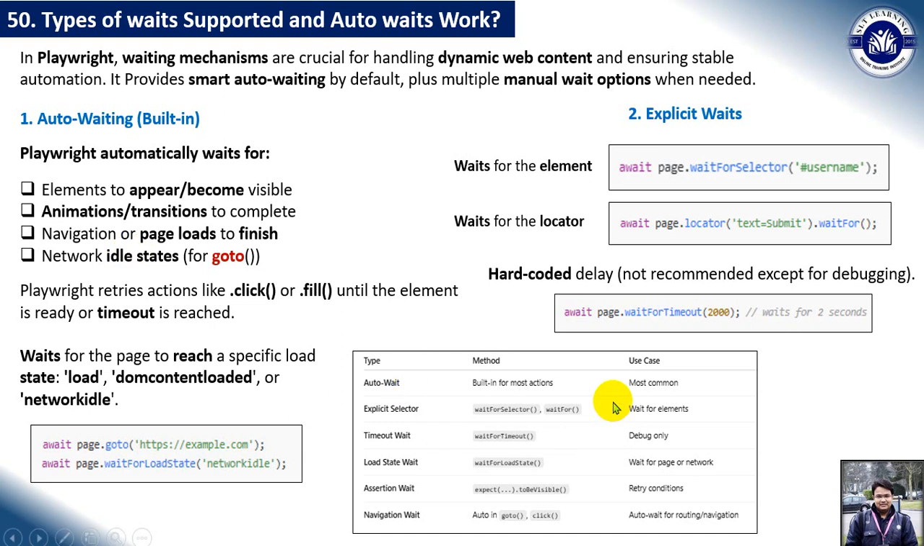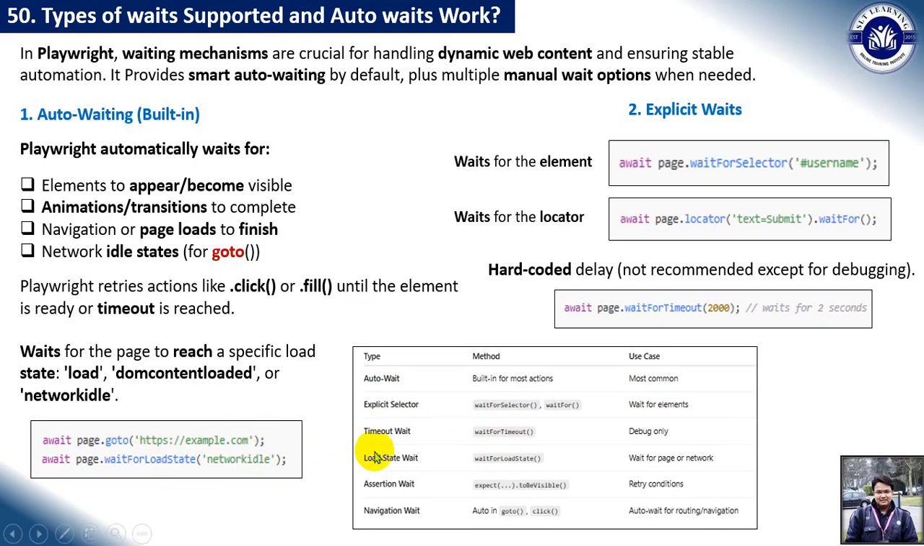Let's very quickly see the summary. Auto-wait is built in for most actions and is the most common. Explicit selector wait means waitForSelector, or waiting for some condition to happen. Timeout wait is for debugging purposes only, where you wait for a certain amount of time.